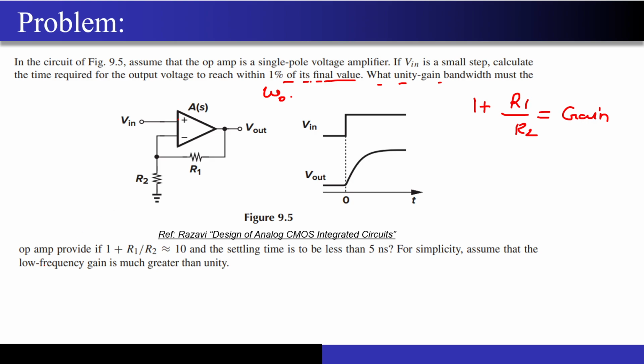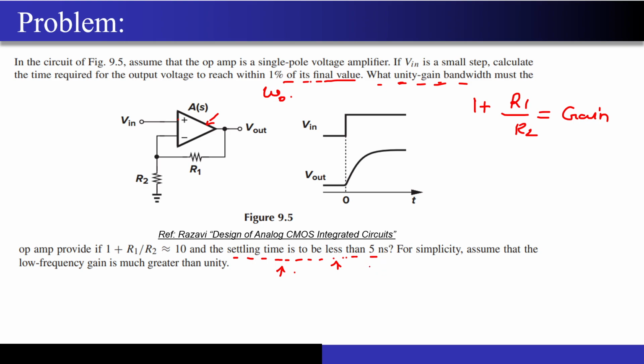What unity gain bandwidth must the op-amp provide if the gain 1 plus R1 by R2 is close to 10 and the settling time is to be less than 5 nanoseconds? Correct? So from the week 1 lecture, you at least know that if the unity gain bandwidth of the amplifier goes higher and higher, it will take very little time to settle to the final value. Now they have given us the specification for the settling time, and they are asking us to calculate the unity gain bandwidth of this particular op-amp, so that when it is used in this configuration, it will satisfy this specification.